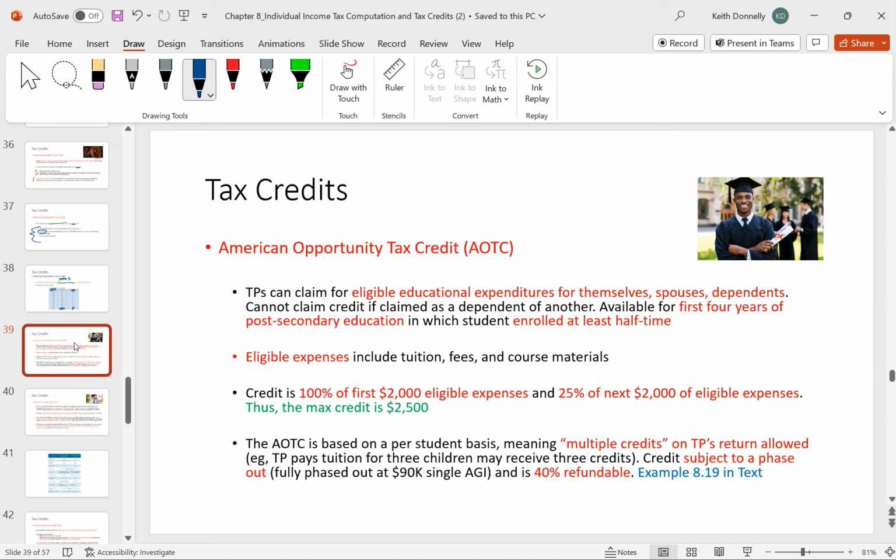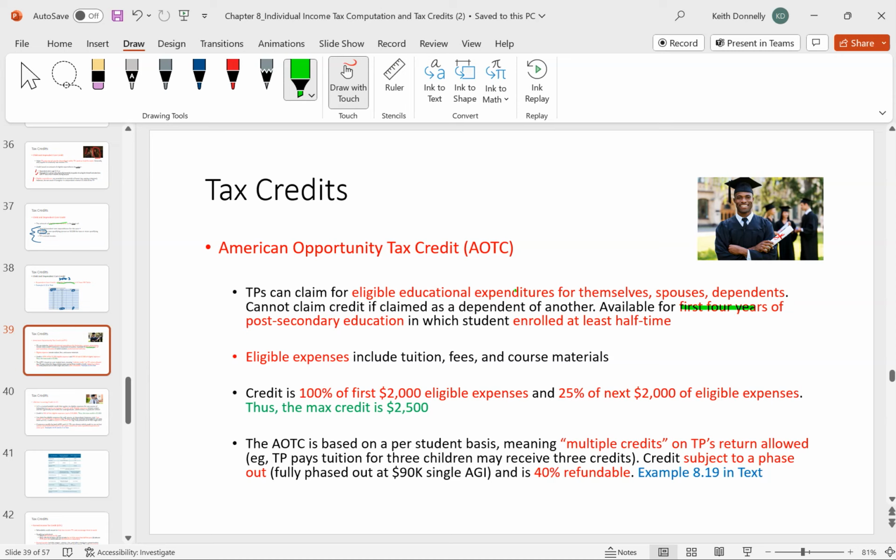All right, next we're going to talk about some educational credits. So first one is the American Opportunity Credit. So this is essentially for the first 4 years of college that you pay for yourself, your spouse, or a dependent when they're enrolled half-time. Eligible expenditures, this is going to include things like tuition, fees, course materials.